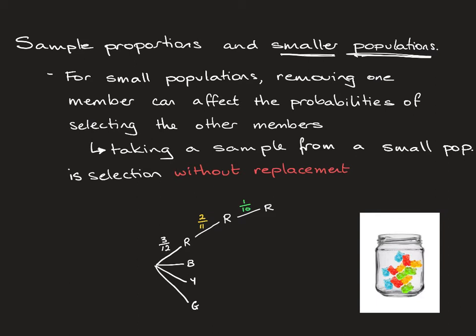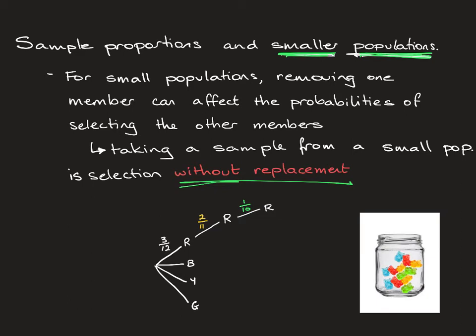And what we're doing is when you make a selection for a sample, when you take a sample, what you're doing is taking one out and not replacing it. So we're really talking about, with smaller populations, when we have a smaller population that we're sampling from, we're talking about sampling without replacement.